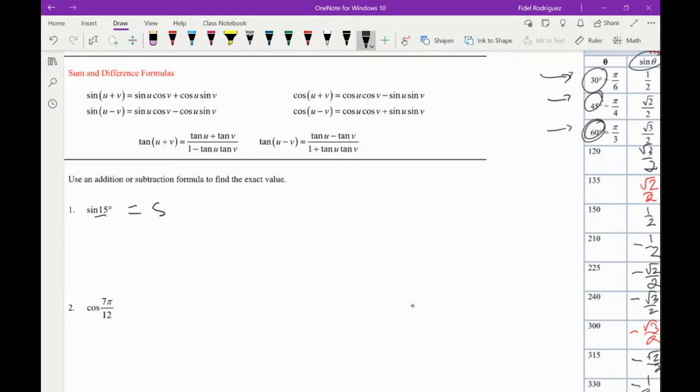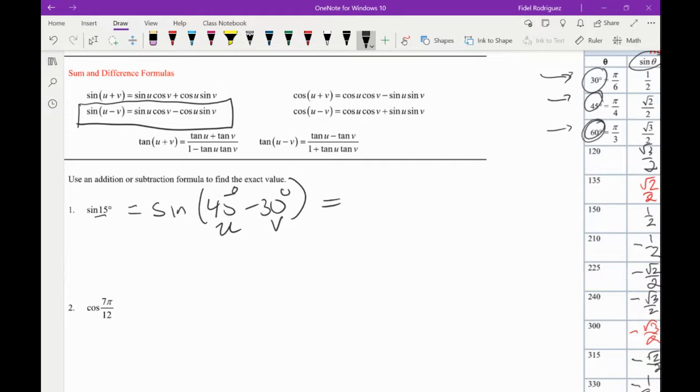Okay, so we're going to do this. We're going to say this is the sine of 45 minus 30, right? So I want you to notice what formula we're going to use. We're going to use the difference formula because we are taking a difference right here. So in this case, y'all, this is my u, and that is my v. So the first thing we're going to say is the sine of u, the sine of 45, times the cosine of v, the cosine of 30, minus the cosine of u, the cosine of 45, times the sine of v, the sine of 30, okay?